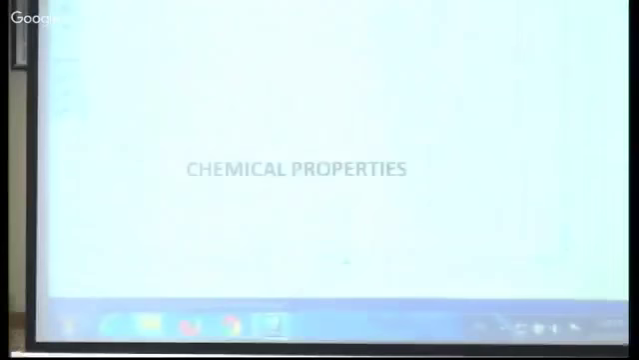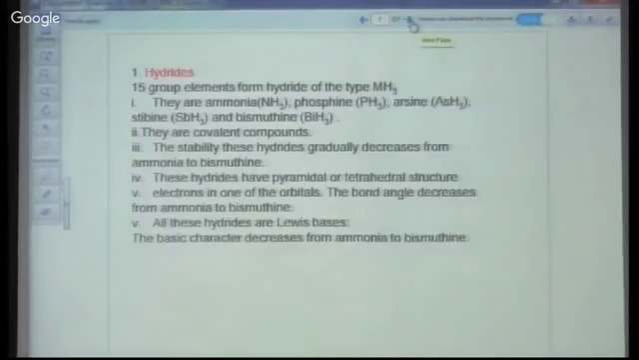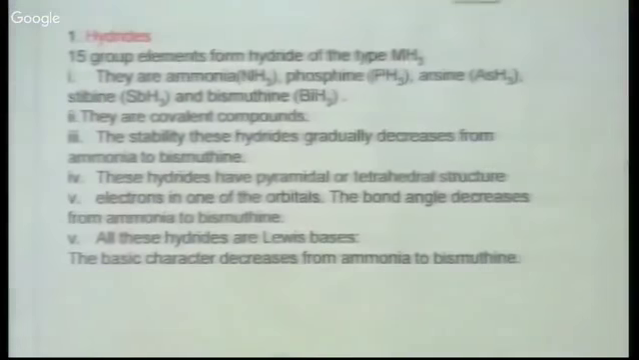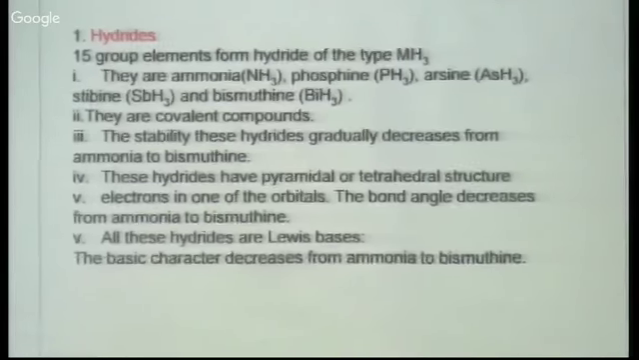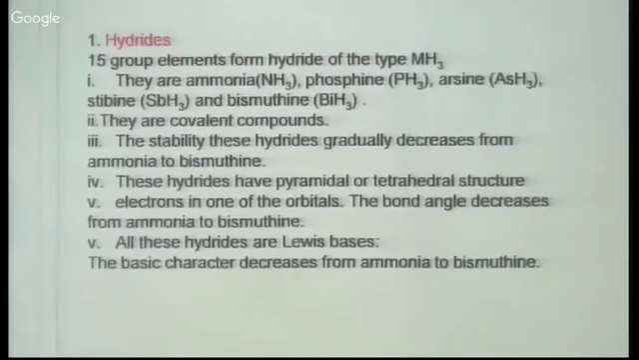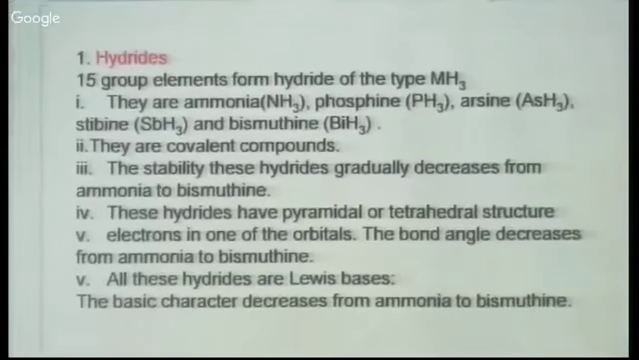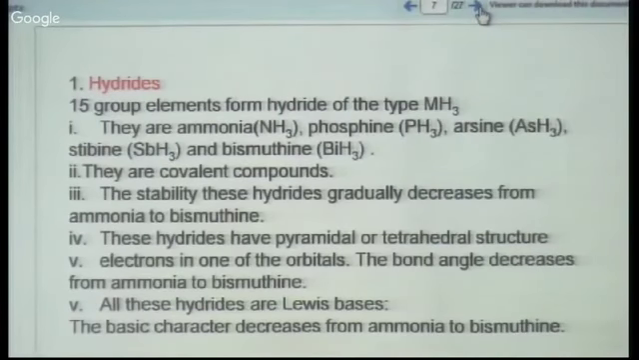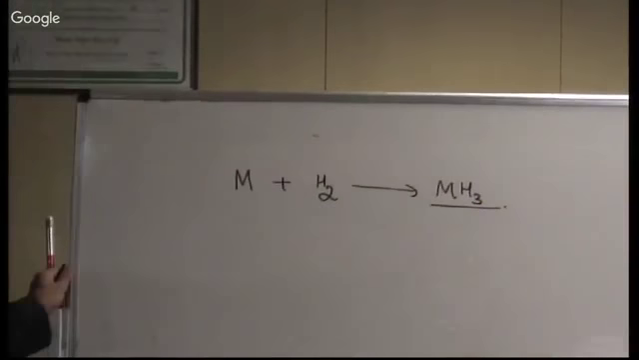Now we'll start with the general chemical properties. So there are two types of chemical properties. One, we go through each and every molecule, and second is the general chemical properties of the nitrogen family. General chemical properties match with all properties of the elements, right? See, the nitrogen family all react with hydrogen to form hydrides. All metals react with H2 to form metal hydride of type MH3.